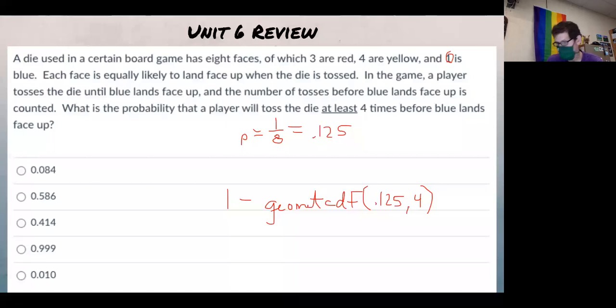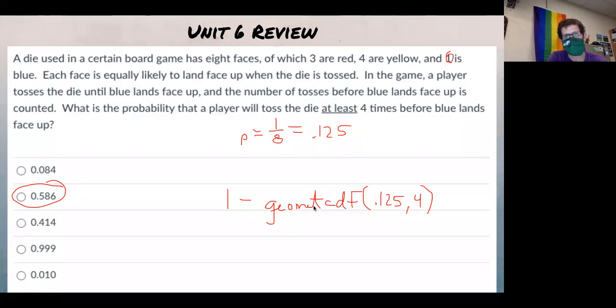So it's going to be... okay. My answer is B when I do that, 0.586. Okay.